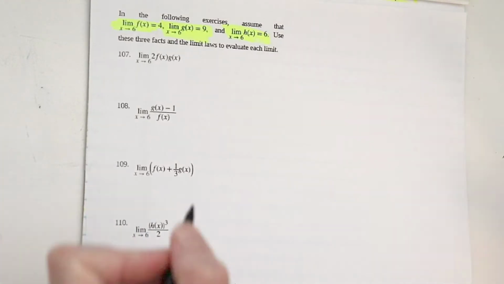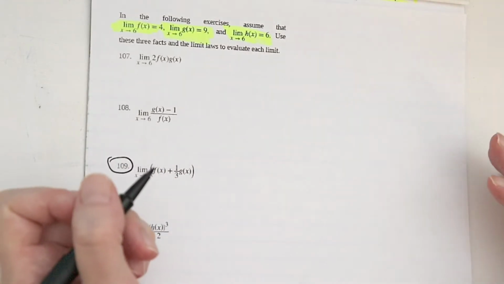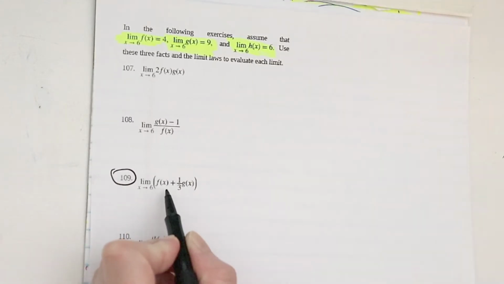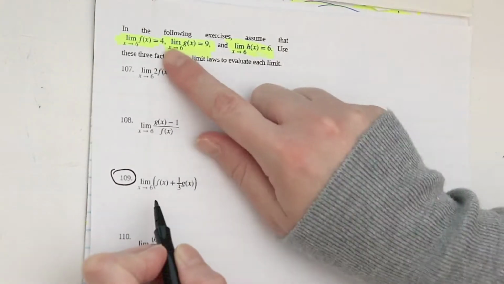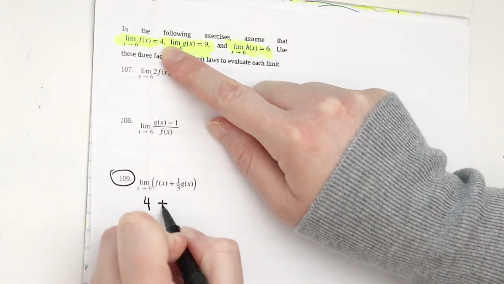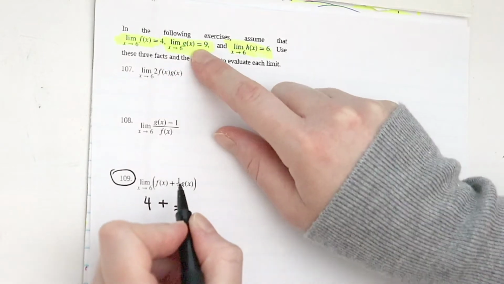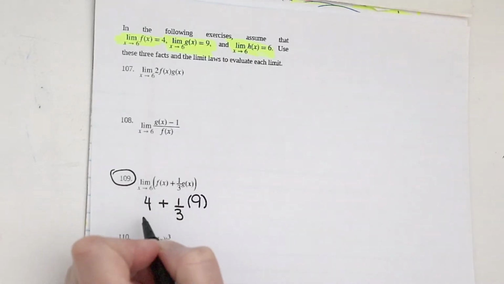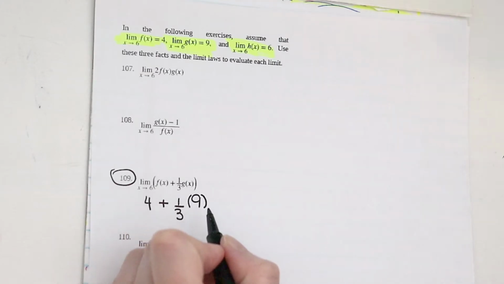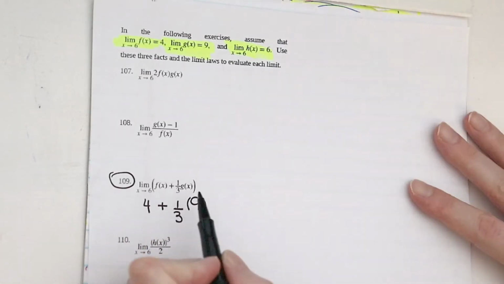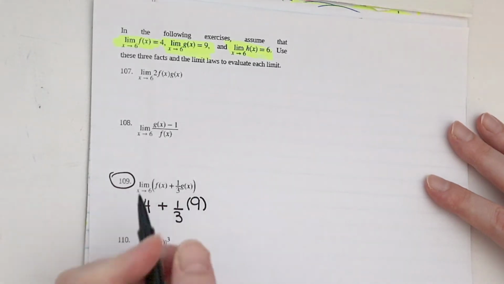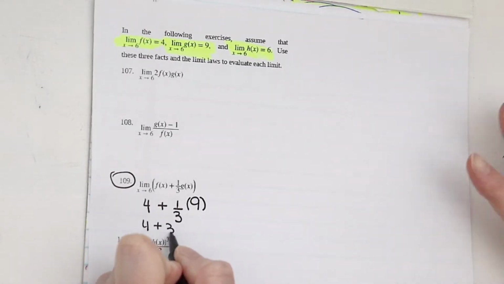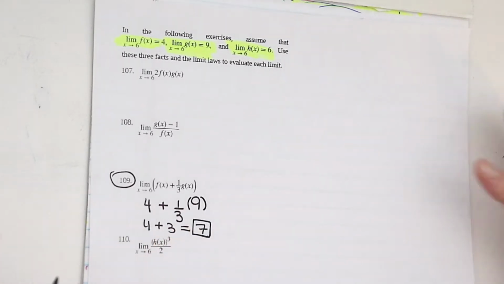Okay, so for question number 109 here, a lot of times what students will do is they'll just say the limit of f of x is equal to 4, and so they'll plug in that 4 plus the 1/3, and then the limit of g of x is 9, and then evaluate that expression. The thing is that in order to plug in like that, technically you are using the sum rule and the constant multiple rule. Now, keep in mind on your test, all I'm really after is the final answer of 7. So getting the fact that it's 7 is what I'm after on your test.